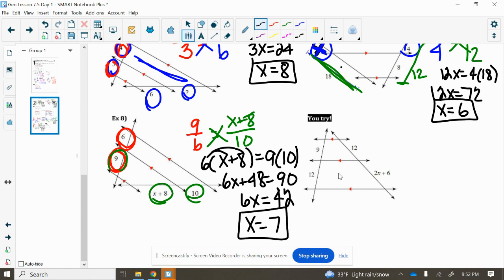The final example is here for you to use the side splitter theorem corollary to solve for x.